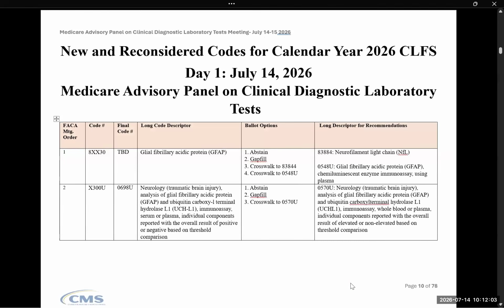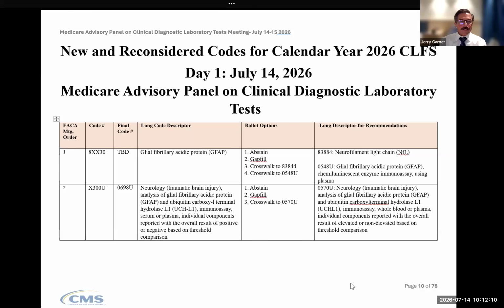8XX30, which will be discussed by the CAM subcommittee. Yes, thank you. Go ahead. The first test on the CDLT meeting agenda is 8XX30, glial fibrillary acidic protein, or GFAP. This test has not yet received a final CPT code assignment. 3 separate associations sponsored this test during the annual lab meeting. 2 recommended a crosswalk to 0548U, which has a similar code descriptor.